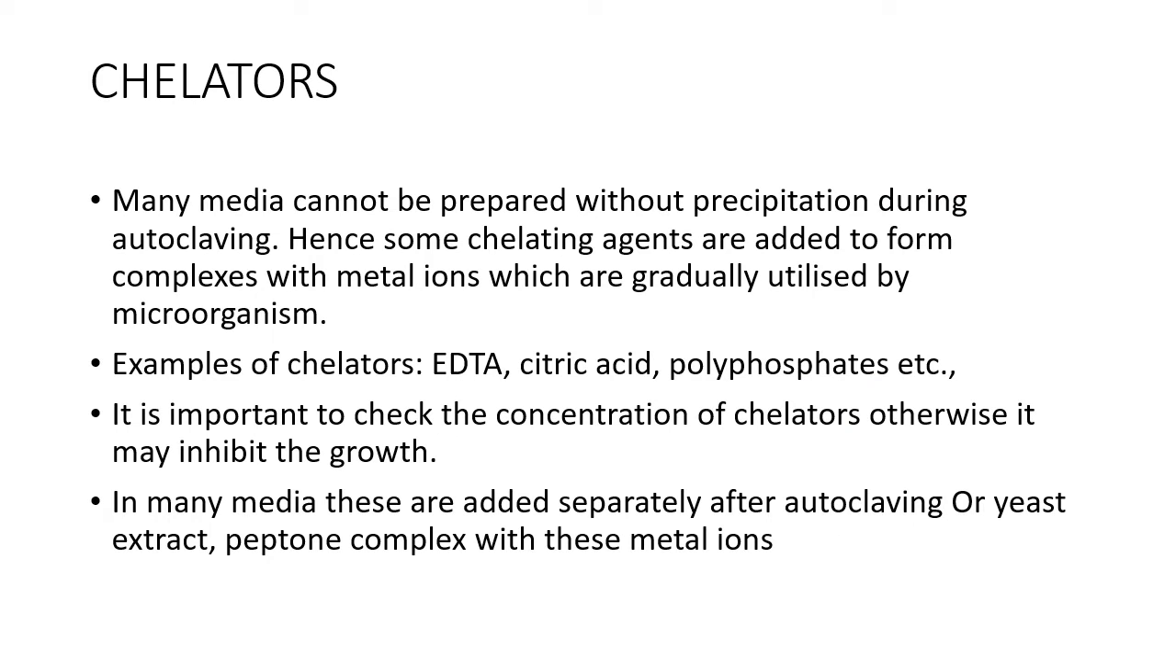So next is about chelators. Many media cannot be prepared without precipitation during autoclaving, so some chelating agents are added to form complexes with metal ions, which are gradually utilized by the microorganisms. For example, chelators that can be used are EDTA, citric acid, polyphosphates, etc. It is important to check the concentration of chelators, otherwise it may inhibit the growth. Anything in excess in your media can harm the growth of your microbes, so you need to check the concentrations. In many media, these are added separately after autoclaving, or a yeast extract peptone complex can form with these metal ions.